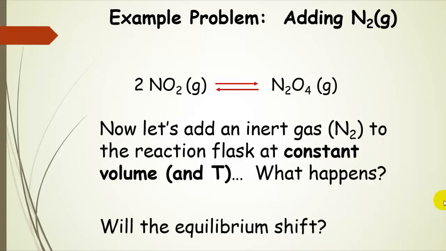Now, what happens when we add a non-reactant or product gas, which we call an inert gas, to the reaction flask at constant volume? What we're going to do is add more gas, but it's going to be nitrogen, so it's not going to be something that's reacting. And we're going to keep the volume constant. So think about adding gas to a rigid container. What's going to happen to the pressure inside that container, and will the equilibrium shift?